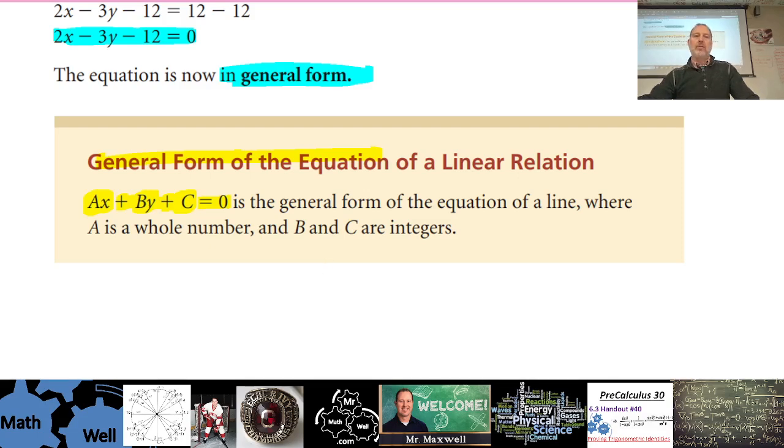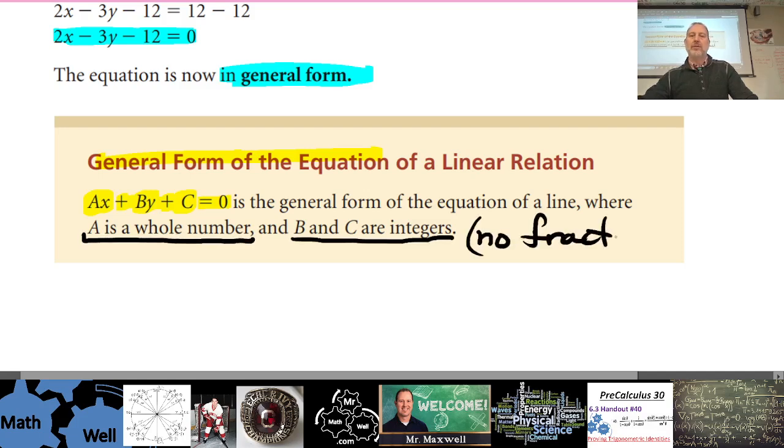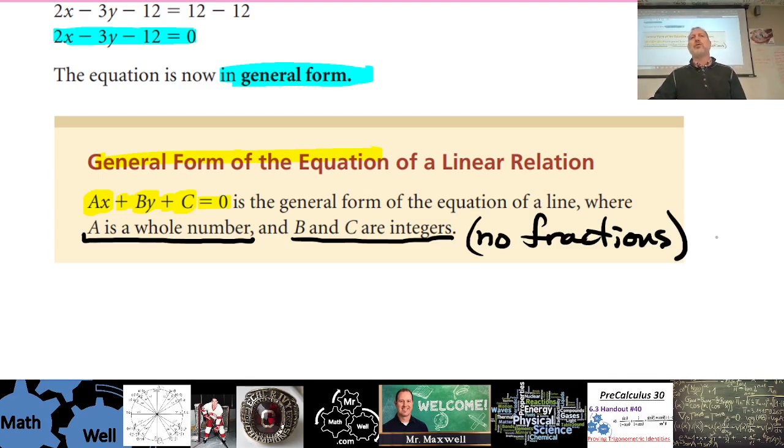And here's where they make sure that they say that a is a whole number and b and c are integers. So again, there are no fractions here. And if you end up having a fraction in your equation, you're like, oh no, this is not in general form, I can't have fractions, what do I do? Anybody know what you would do if you had a fraction as one of your coefficients? How would you get rid of it? Or how would you change it a little bit? Turn it into a decimal. Okay, you can turn it into a decimal.